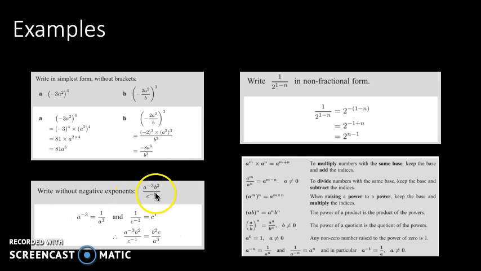So the first thing we're going to take on the top is this a to the power of minus 3. And we know from here that a to the power of minus n is going to end up to be 1 over a to the power of n. So we're going to do the same thing. So a to the power of minus 3 becomes 1 over a to the power of 3.